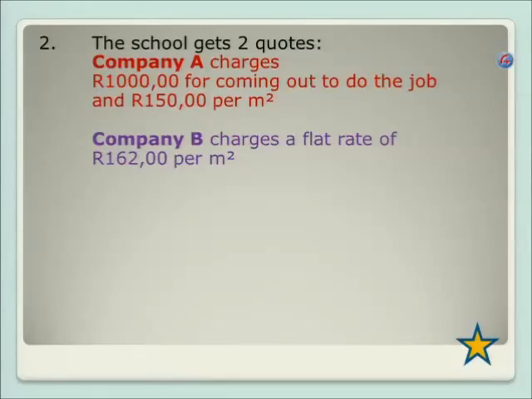Right. Now keep in mind that it's 88,36 meters, but now look, the school gets two quotes. One is from Company A that charges 1,000 Rand for coming out to do the job and 150 Rand per square meter. So they've got a fixed cost of 1,000 Rand and 150 Rand per square meter. So the bigger your area, the more it's going to be times 150. Then they've got Company B who also gave a quote, and they charge a flat rate of 162 Rand per square meter.